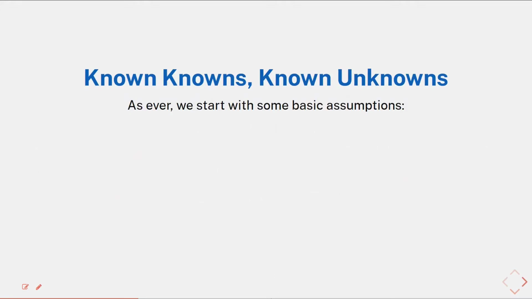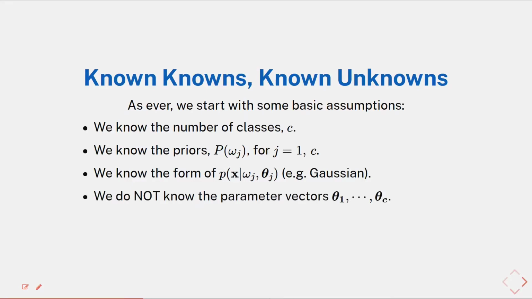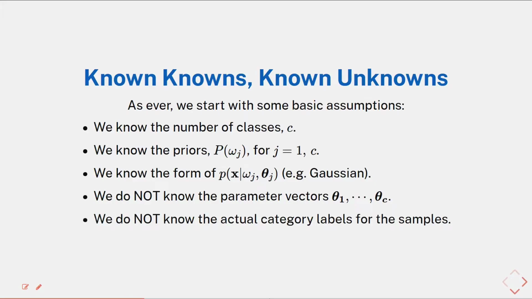So, as always, we start with some basic assumptions about our data set, and we move out from those basic assumptions. So, we're going to assume when we do our classification or our clustering that we know the number of classes that we're dealing with, and we're going to call that number C. We're going to assume that we know the priors of our data set, so the prior probability of observing each class. We're going to assume that we know the class conditional probability or density, not necessarily the parameters, but we know what form the parameters are going to be, and in this case we're going to assume, again, that they're Gaussian. We're going to assume that we don't know the parameter vectors, so we don't know the exact Gaussians that go into our density, and we don't know the actual category labels for the samples that we're going to be looking at.